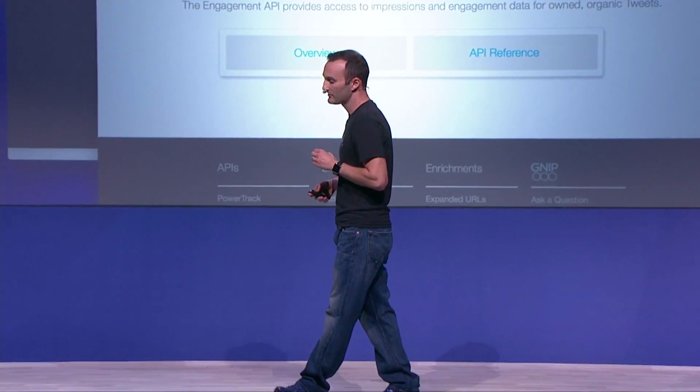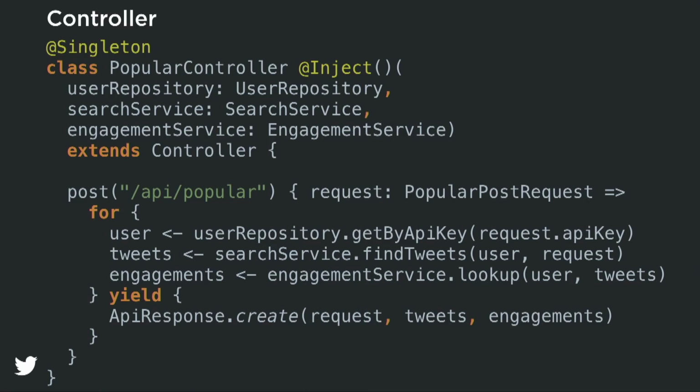OK, so now let's look at what our controller would look like calling these services. First, we annotate with @Singleton, again indicating we only want one instance of this controller to be created. We then have @Inject, indicating we wish for the dependencies of this class to be populated. In the middle of the class, you'll see Sinatra-style routing, where there's an HTTP post method and then the path we wish to handle. In this case, /api/popular.